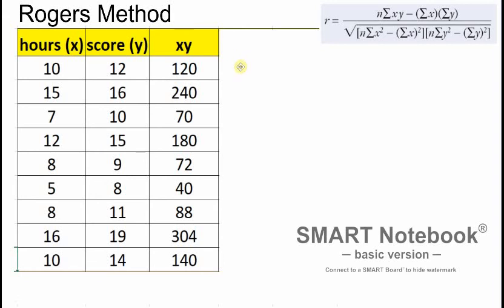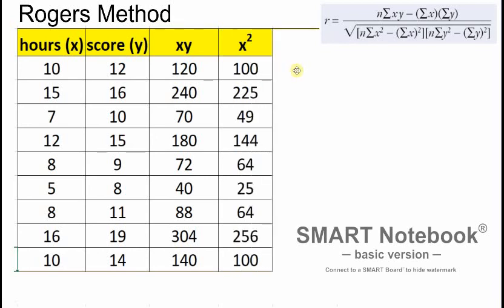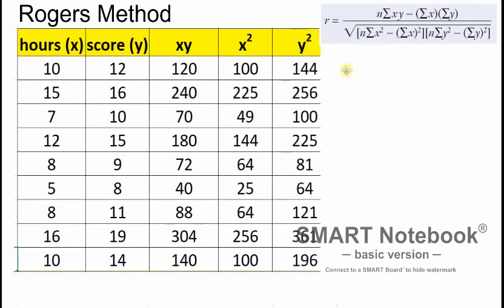Also looking at the formula, we need to find the sum of x squared. So hopefully it makes sense. We're going to need to determine the x squareds for every single row. And then finally, we have to find the sum of y squared. And so hopefully it makes sense that we would have to find the y squareds and then add them up. So just looking at this first row, because I want you to know, as tedious as this is, it's not that hard.